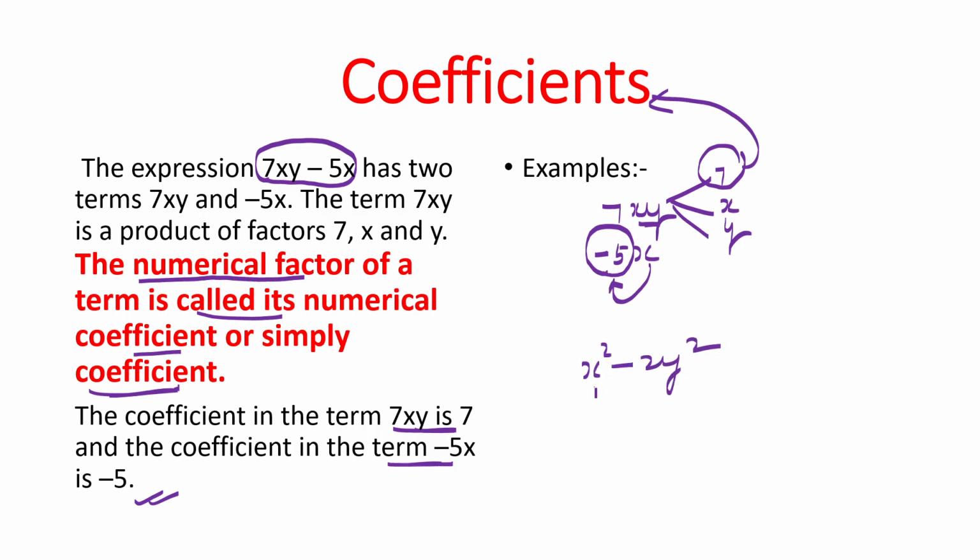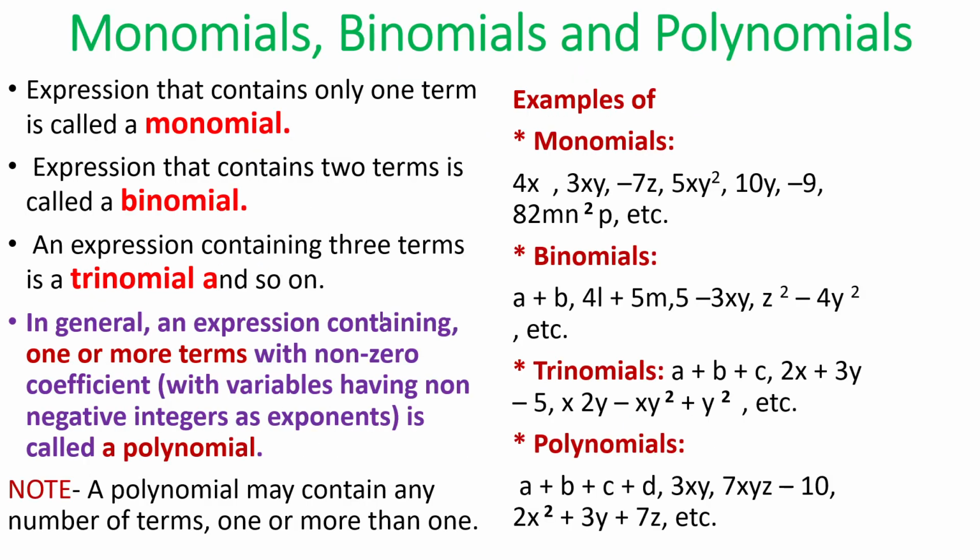If I consider another example, x square minus 2y square. This is the first term. Nothing is multiplied by x square, it means 1 is multiplied. So the coefficient of x square is 1. And the coefficient of y square is minus 2. Minus 2 is multiplied by y square. Therefore, minus 2 is the coefficient of y square. I hope it is clear. Now we move to the next slide.